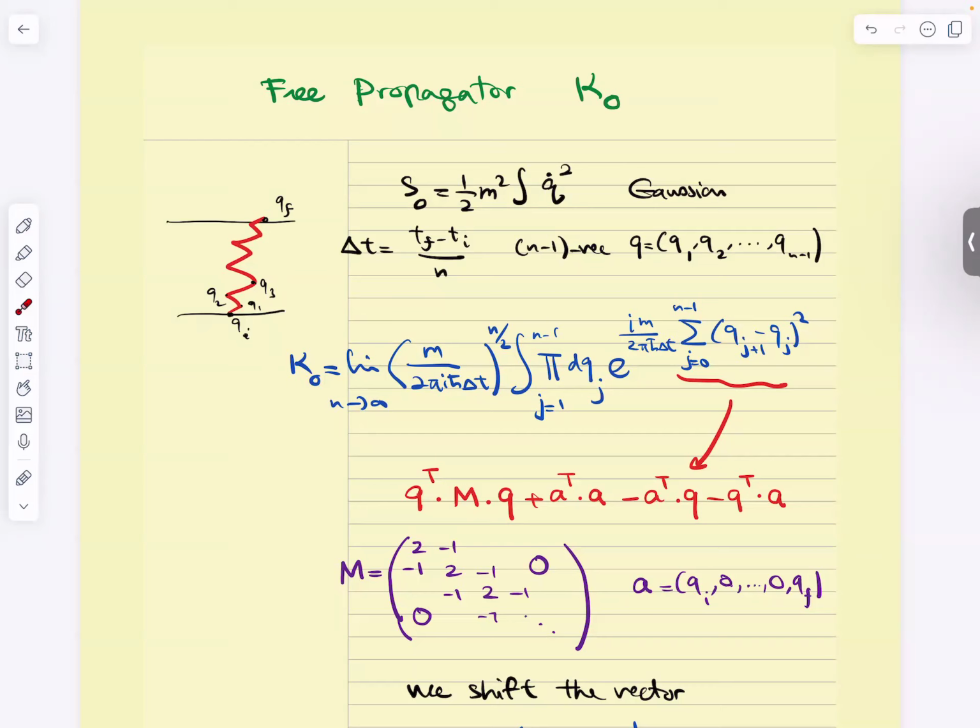There is the free action, and if you have interactions, there will be contributions to the action coming from interaction terms. We're going to see that the expansion assumes that the interaction action is smaller than the free action. Action. This is integrated along the whole line.